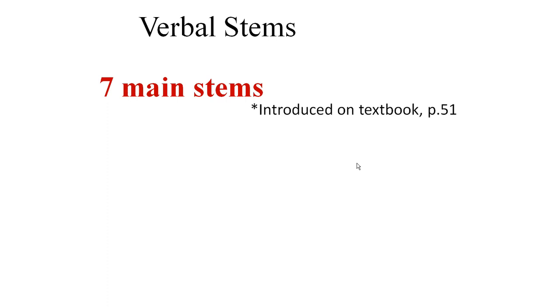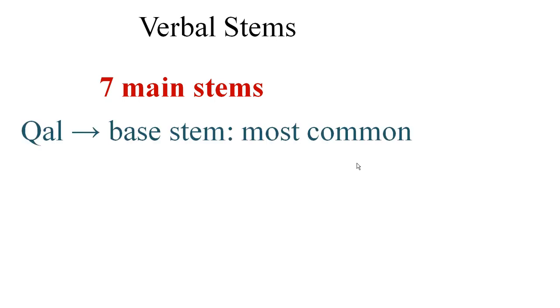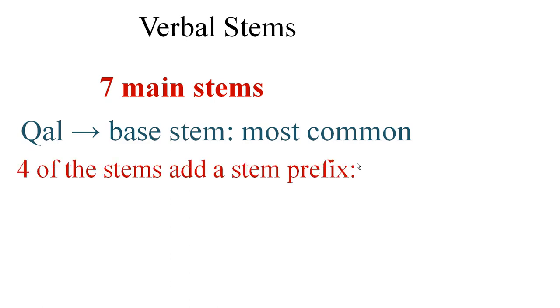We need to talk about verbal stems. Now there are 7 main stems in Hebrew. These are introduced briefly on page 51 of the textbook. Then the textbook comes back to them in later chapters. The Qal is the base stem. Qal actually means light. It's the most common of the stems, so most of the verbs in the Hebrew Bible are the Qal stem.